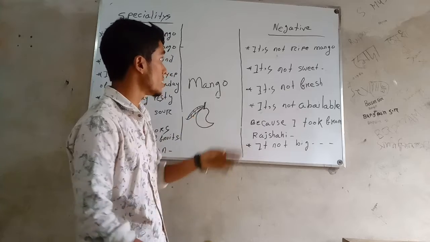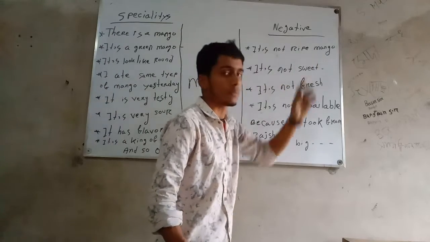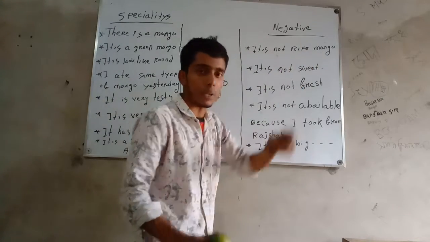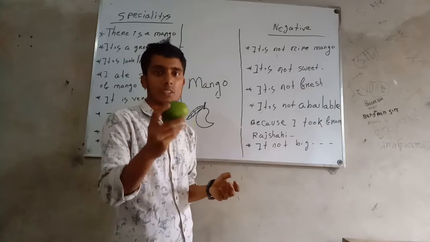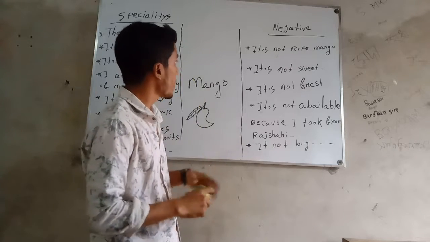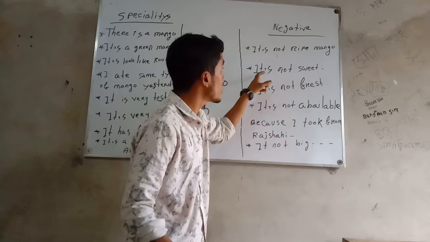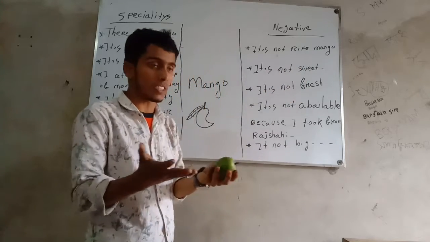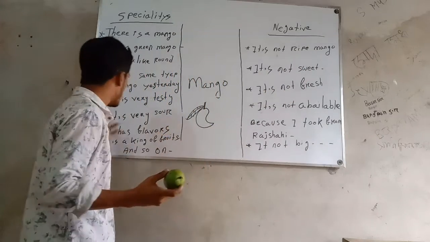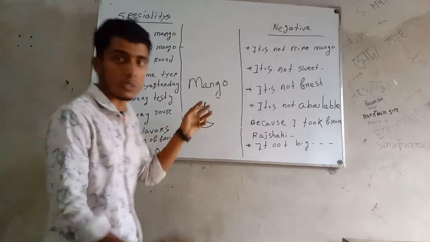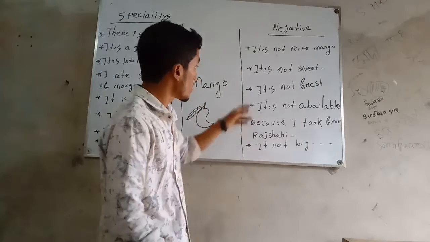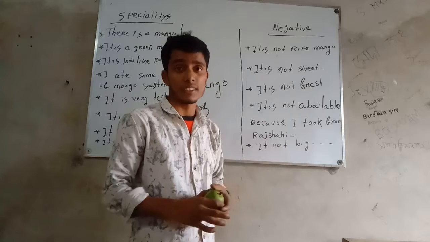The negative sentence: it's not ripe. It's not a ripe mango. You see, it's a green mango. It's not a ripe mango, and it's not sweet. Just it's sour. It's very sour. It's not sweet, and it's not fresh.